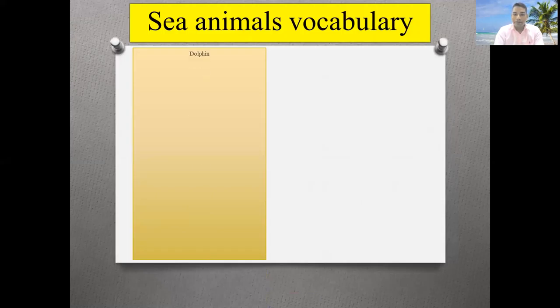Number one is dolphin. Number two, shark. Number three, whale. Number four, killer whale. Killer whale and whale are different types of sea animals. Next is turtle. Seal. Sea lion. Next is coral. Next is crab, C-R-A-B. Next is penguin. Next is eel. Jellyfish. Lobster. Octopus. Next is otter. Next is oyster. Next, seahorse. Next is shrimp. Next is squid. Next is starfish. And next is tuna fish.